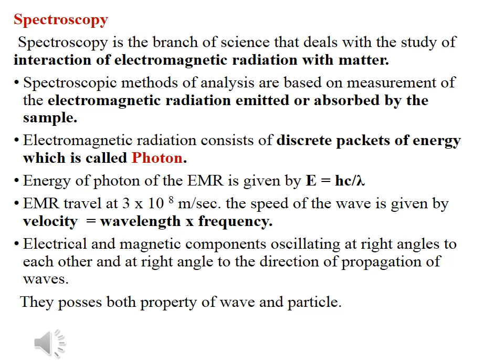Now, these radiations consist of packets of energy which are called photons, and the energy of one photon is equal to hc by lambda. If we are going to calculate the total energy, then the formula will be nhc by lambda. During the propagation of electromagnetic radiation, electric and magnetic components oscillate at right angles to each other and at right angles to the direction of propagation of the wave. This is very important. Both are perpendicular. Electric field and magnetic field are perpendicular to the direction of propagation of the wave. They possess both wave and particle property.